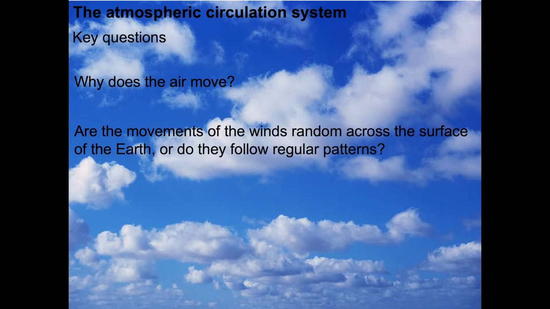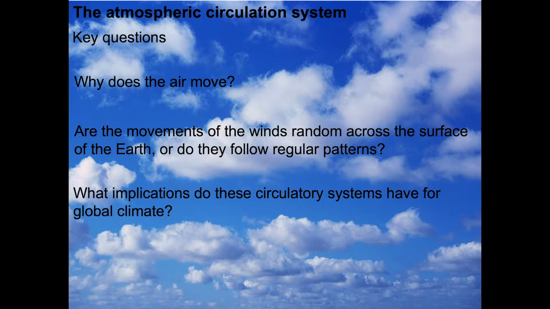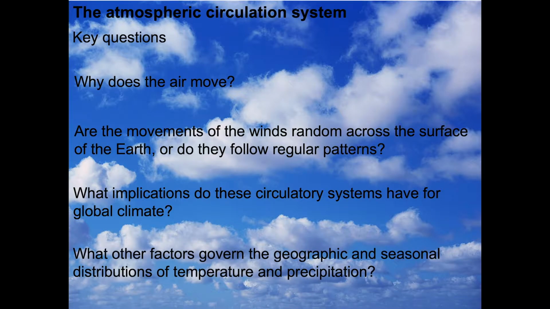Number two, are the movements of the winds, the air, random across the surface of the Earth, or do they follow regular patterns? What implications do these circulatory systems have for global climate? What other factors govern the geographic and seasonal distribution of temperature and precipitation? It would be a whole lot easier for us to envision how things work if there's some pattern, some regularity, some consistency with the manner in which the atmosphere circulates. And as we'll see, there are.